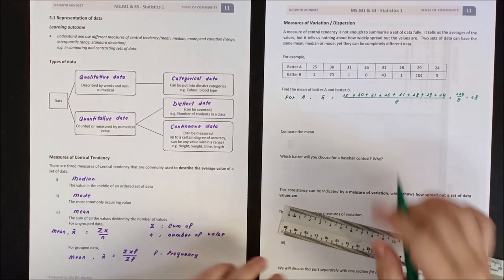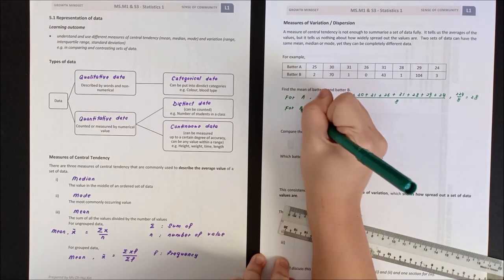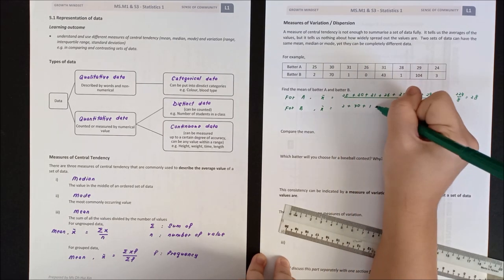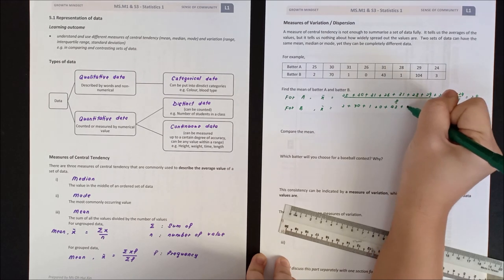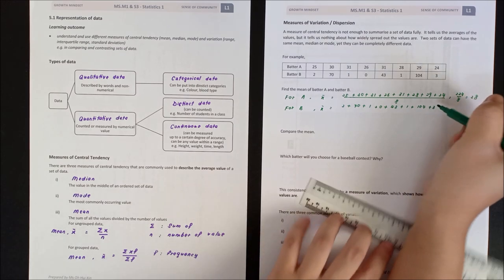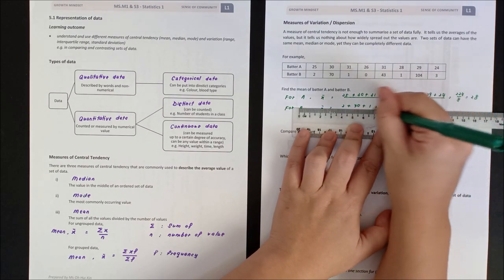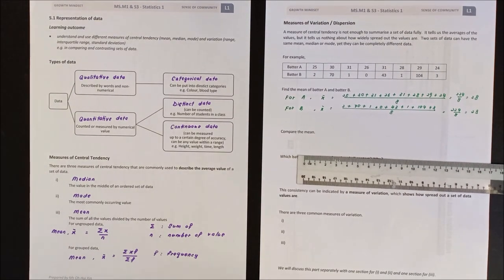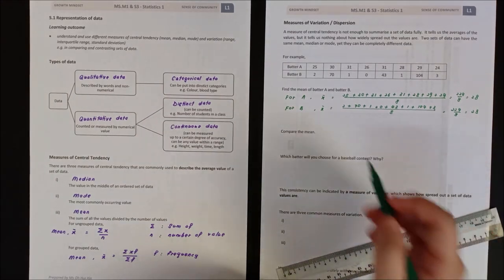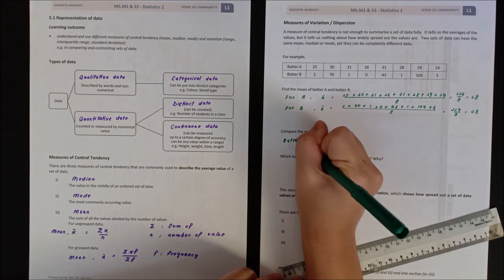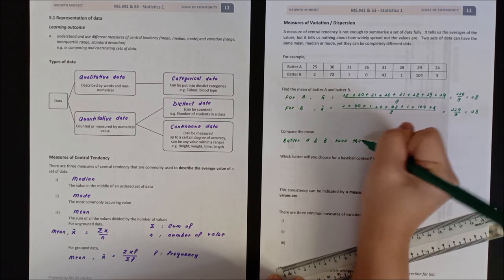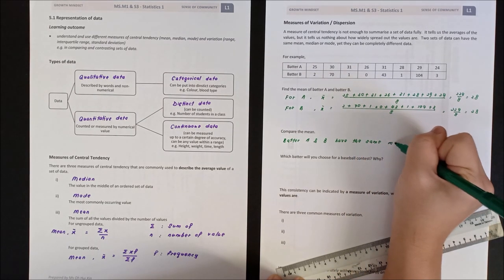Okay, so we do the same thing for B. It seems like you get the same thing also, 224 divided by 8, which gives you 28. So after finding your mean, the second thing, they ask you to compare the mean. So what can you get? Basically, butter A and B have the same mean.